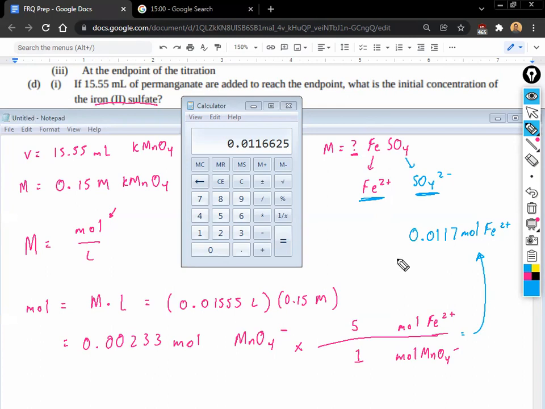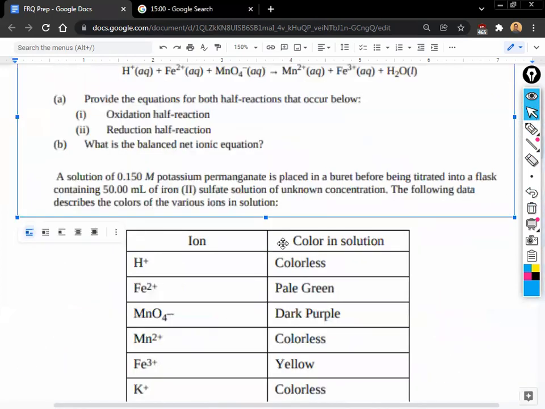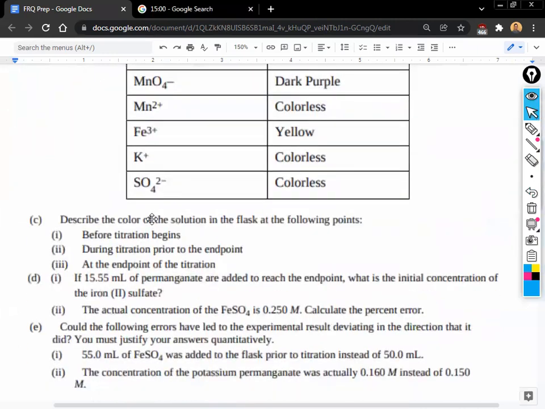All right, almost done. All we need to do now is find the molarity, and we know that molarity is equal to moles divided by volume, right? What's the volume of our iron solution? You take a look back at part C. Yeah, and so we just need to convert that into liters, so it's going to be 0.05 liters. And again, if you don't know where we got that volume, it's right here, 50 milliliters.